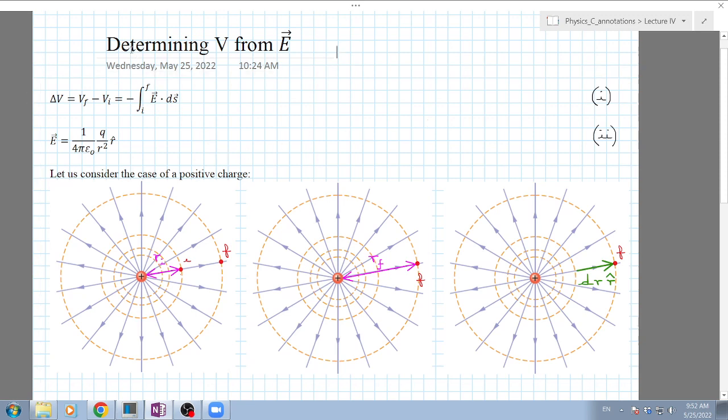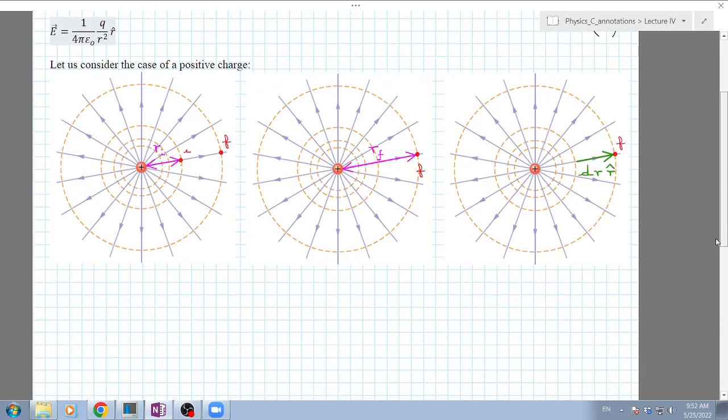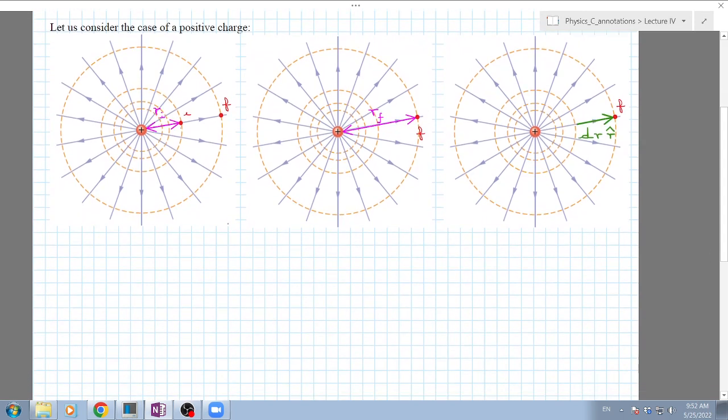Okay, I would like to show how to determine the potential from the electric field. I'm going to use this expression that we proved before and the expression for the electric field generated by a single particle. First of all, I'm going to substitute equation number 2 into equation number 1. I'm going to explicitly write all these terms in this equation.